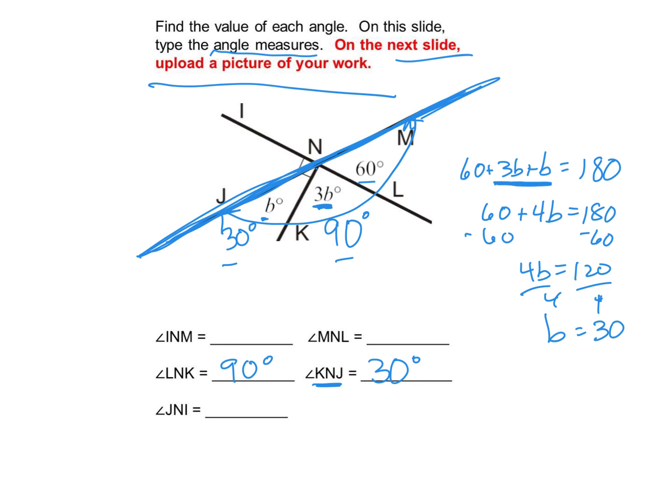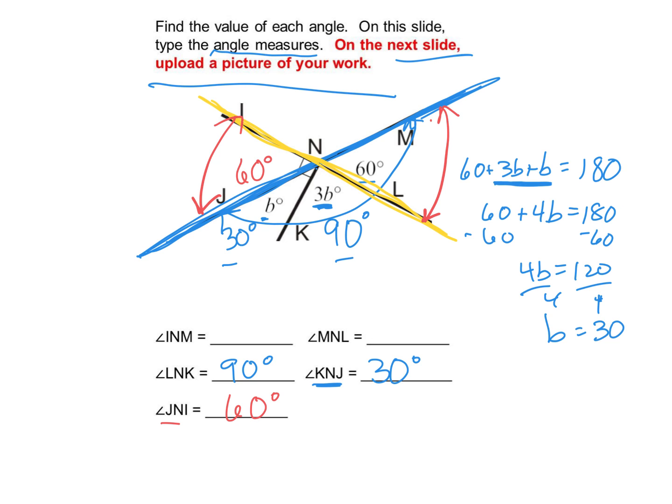Now, I see a line right here, so I'm going to color it yellow, and I see blue to yellow, and then I see blue to yellow here, and those are not adjacent. Therefore, I know they are vertical, so I know this one is also 60. INJ, also known as JNI, so that's this one right here, is equal to 60 degrees, because MNL and INJ are vertical angles, and they are equal to one another.